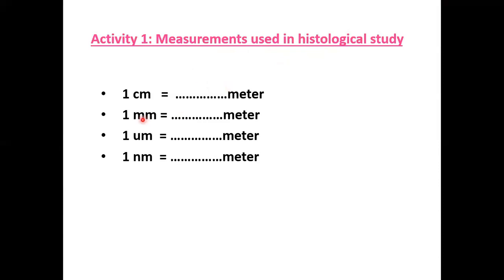Measurements in histological study: 1 centimeter equals 10 to the power of minus 2 of the meter. 1 millimeter, 10 to the power of minus 3 of the meter. 1 micrometer, 10 to the power of minus 6 of the meter, 1 in a million. 1 nanometer, 1 in a billion, meaning 10 to the power of minus 9. These are the units in histology.